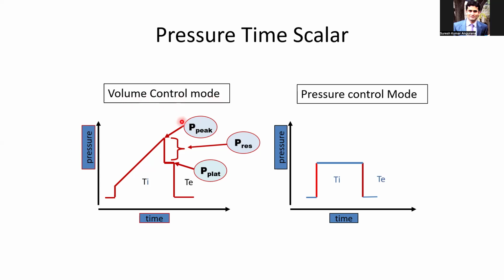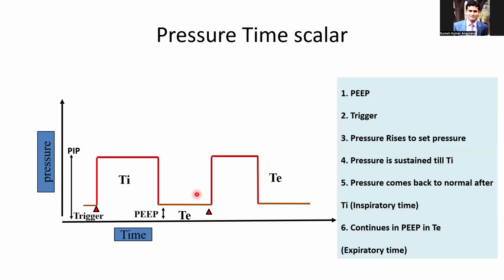However, in the volume control mode of ventilation, there is a linear increase in pressure till the peak inspiratory pressure is reached, and then there is a fall in pressure to the plateau pressure during the inspiratory pause, and then from the plateau pressure the pressure decreases to baseline during expiration. So again, the pressure time scalar has a different shape in volume control and pressure control modes of ventilation.